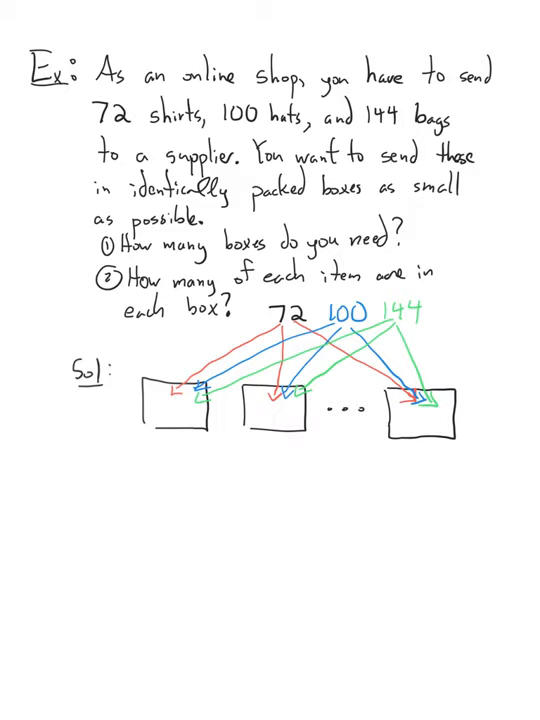So we need a number of boxes that is a divisor of 72, 100, and 144. And we want the boxes to be as small as possible. We want to have the largest number of boxes where we can do this. So we want the greatest common divisor. So we are looking for the greatest common divisor of 72, 100, and 144. Now pause the video now. See if you can work that out. Look at the previous video if you're unsure. That goes over the steps to do that.